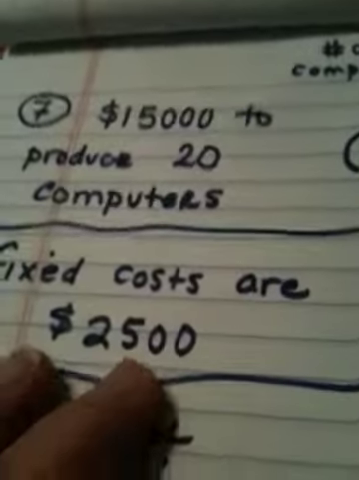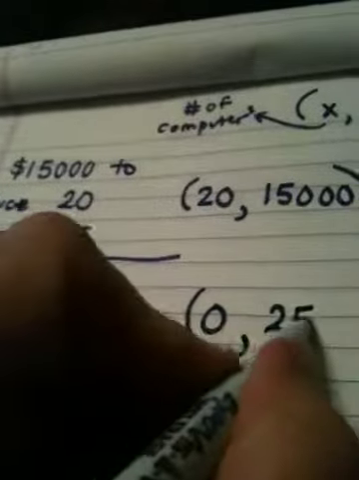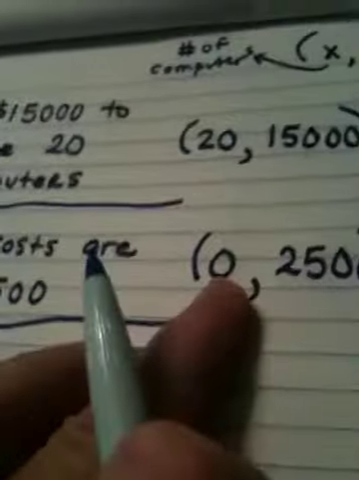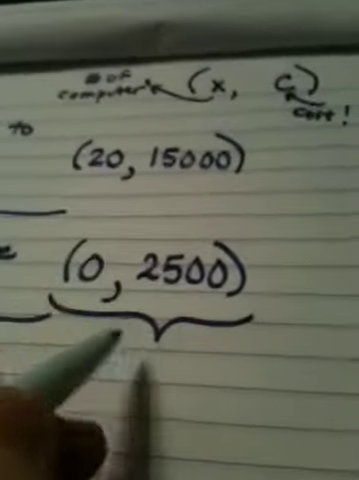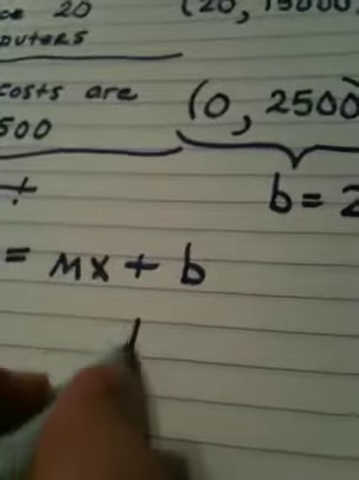The fixed costs are $2,500. What fixed costs really mean is, if you produce zero computers, you're still going to have a cost of $2,500, for your building, for overhead, for something. So anytime you see fixed costs, zero computers are still going to cost you $2,500. Now, there is a perk to this. Since this is zero, you just got b. So they threw you b. b is 2,500. So that's nice. So all we have to do now is find slope.